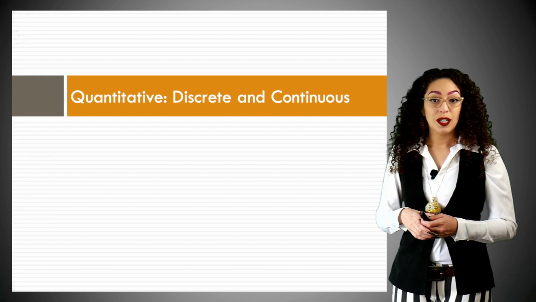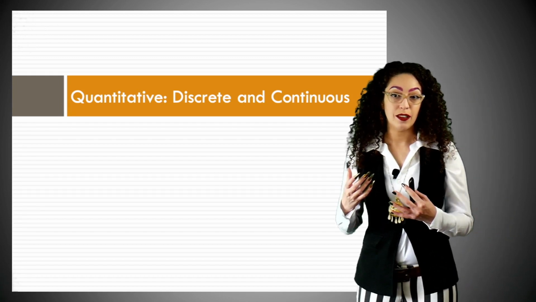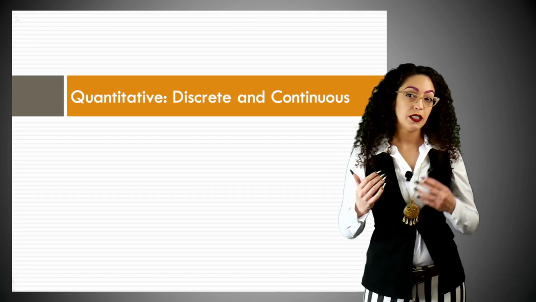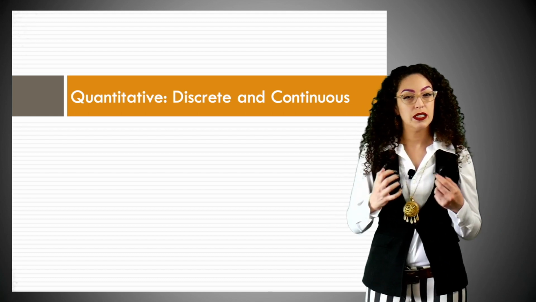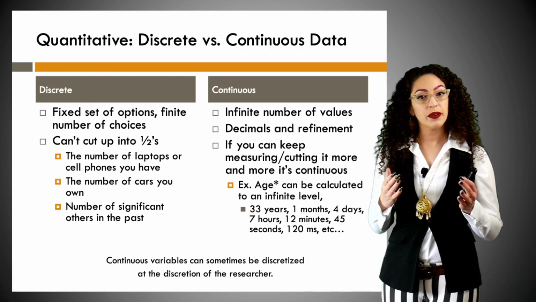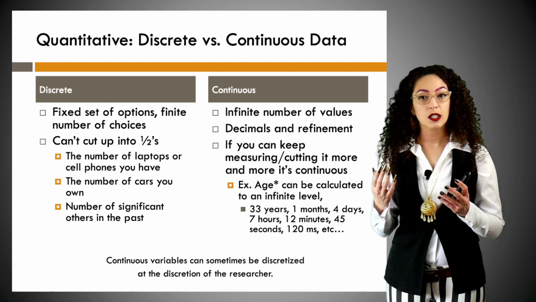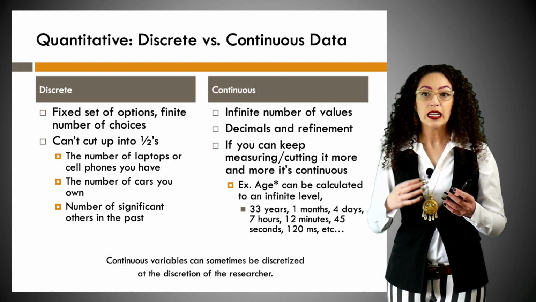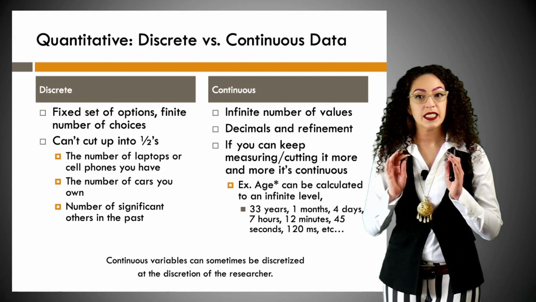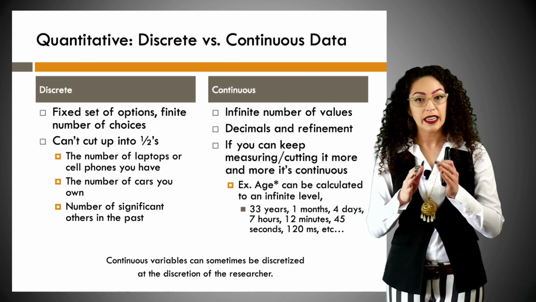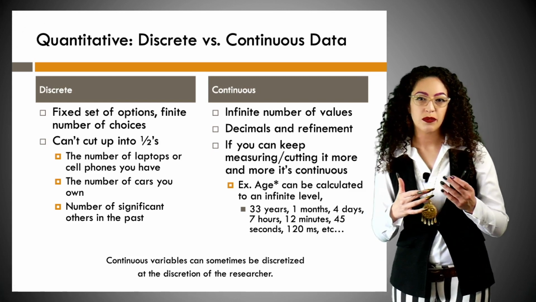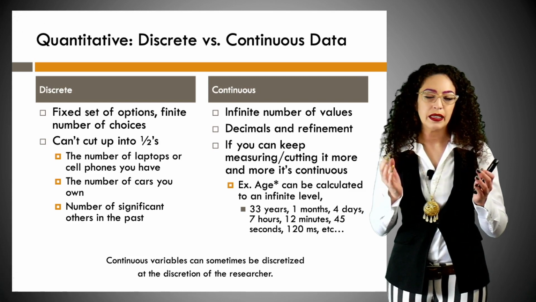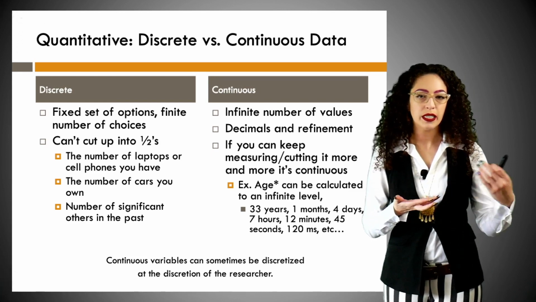So now we're going to move into the quantitative data, which can either be discrete or continuous. And this is the kind of data we can do a lot more of our statistical things to. The first thing we need to distinguish between is discrete versus continuous data. Discrete data has a fixed set number of options, a finite number of choices. It can't be cut up into halves or 3/4 or 0.0029. It is just 1, 2, 3, etc.